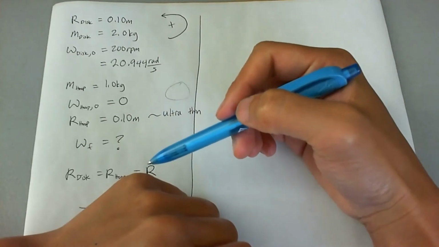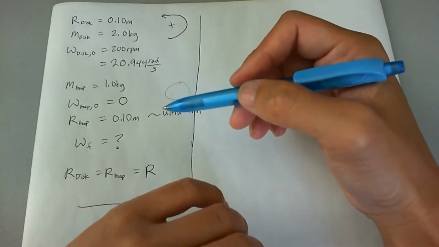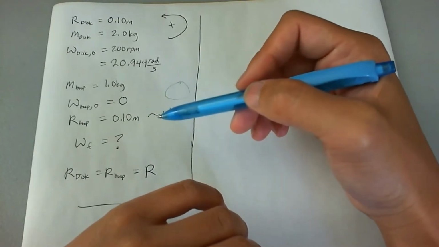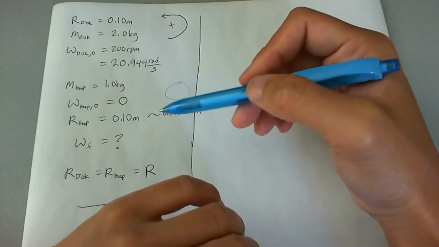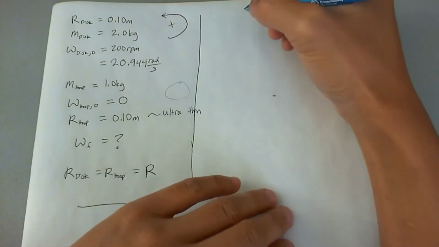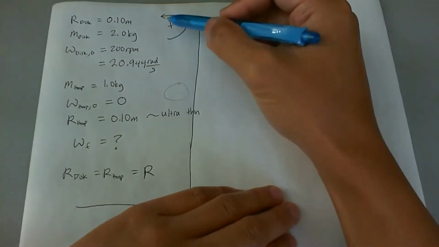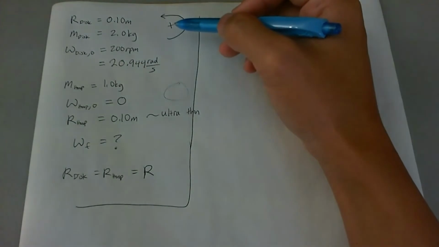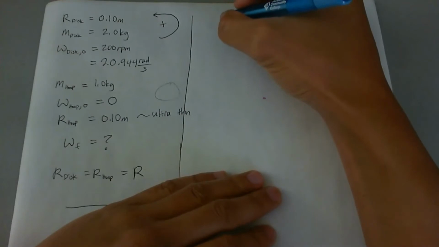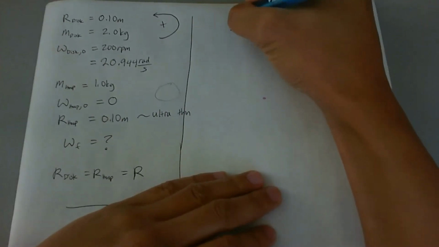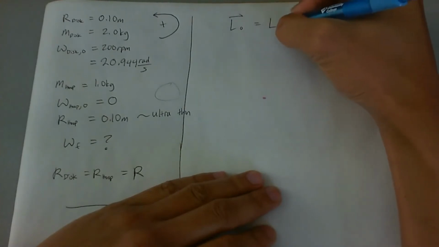All right, so now that we have everything, let's see what we need to use. Since we have kind of a collision problem, and we have masses and angular velocities, it seems like we're going to use the conservation of angular momentum. Using the convention that counterclockwise is positive, and we'll assume that the disk is going counterclockwise anyway, let's write down L naught, which is the symbol for angular momentum, is equal to L F.